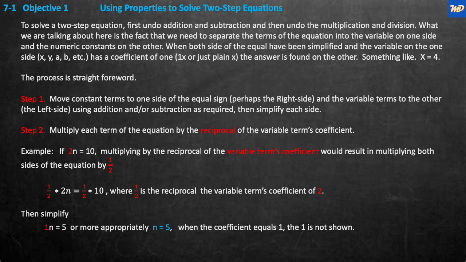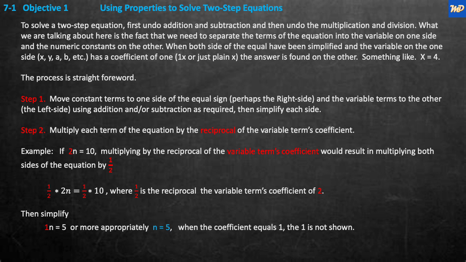Both sides of the equal sign have been simplified, and the variable on the one side, x, y, a, b, etc., has a coefficient of 1x, or just plain x. The answer is found on the other side, something like x equals 4. So 4 would be the answer. The process is pretty straightforward.